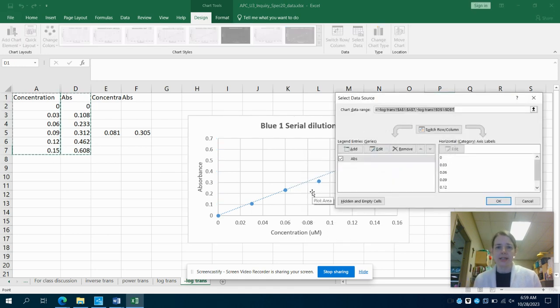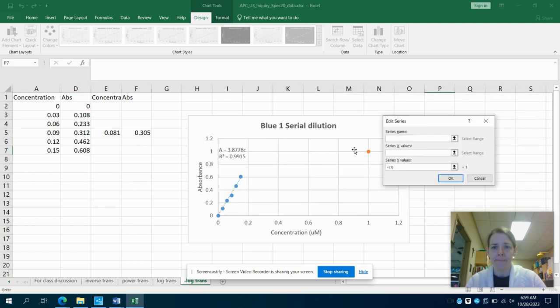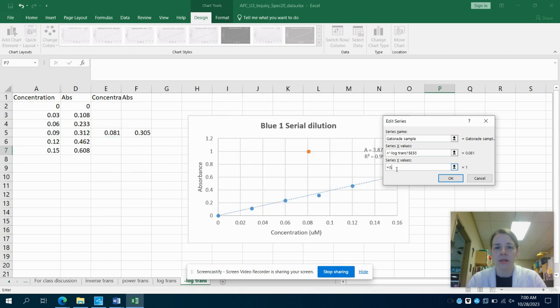And you're going to have a chart listed here. So notice you already have absorbance listed as one piece. And now what I'm going to do is I'm going to hit the add button. Okay. And I'm going to give it a name. I'm going to call it my Gatorade sample. And then to select the values for X and Y, I'm just going to select the one number that I have for my Gatorade sample. So I'm going to just click on that value that I put in for my Gatorade. And then for my Y, I will do the same.